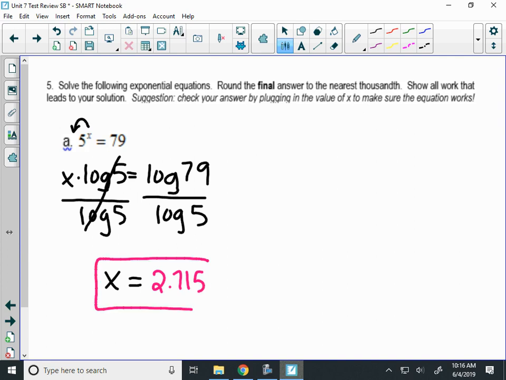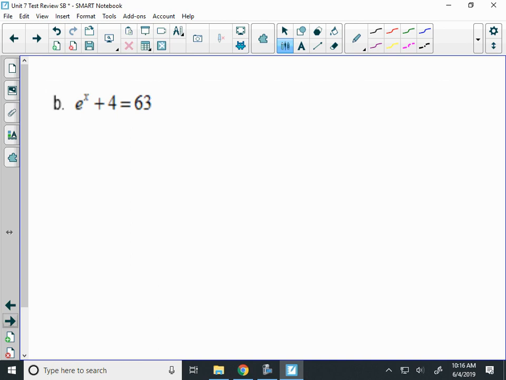There you go. Let's try one that's a little bit more complicated. Let's try B. Right there. It has an E in it, and I have an extra step. Before I can take the log, I have to isolate e to the x, which means you have to move the 4. So we're going to subtract 4 from both sides. Get e to the x equals 59.